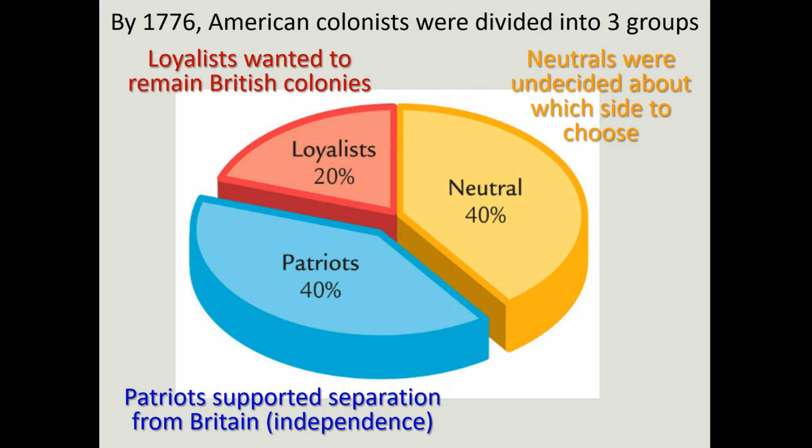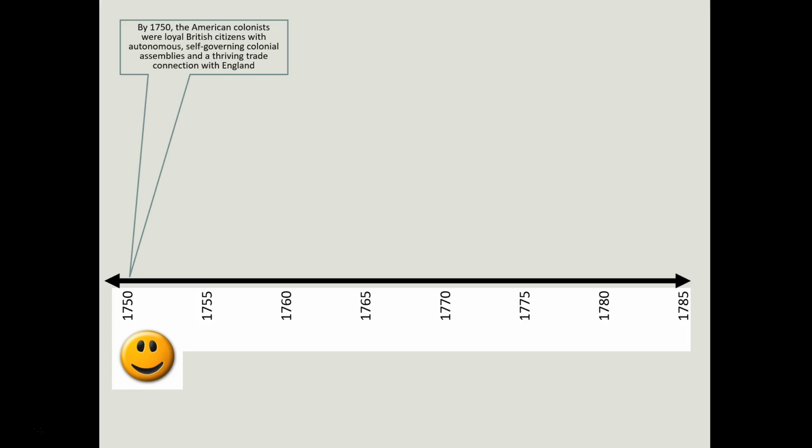By 1776, American colonists are divided into three separate groups. You've got your loyalists who remain staunchly loyal to the British. That's 20% of the population. Then you've got your patriots who very much support separation and want independence from Britain. That's 40%. And then the other 40% are neutral. In the good old human way, they're just sitting back and watching how things play out to see which side to choose. So before we get started in the war itself, let's go back a little bit and see how we got to this place we're in anyway.